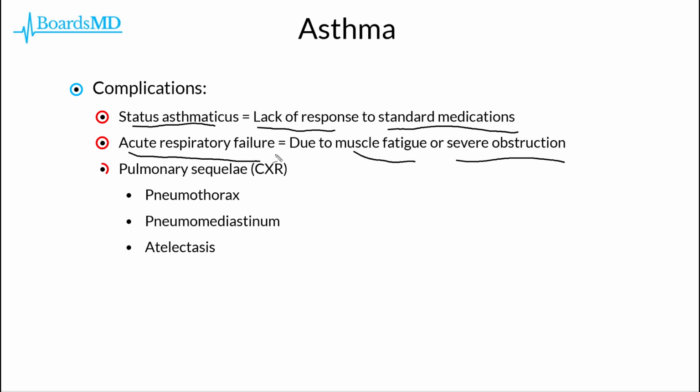Additionally, there are several pulmonary complications, which we ultimately rule out when we get that chest X-ray in our patients who are having an acute asthma exacerbation. These complications include pneumothorax, pneumomediastinum, as well as atelectasis.